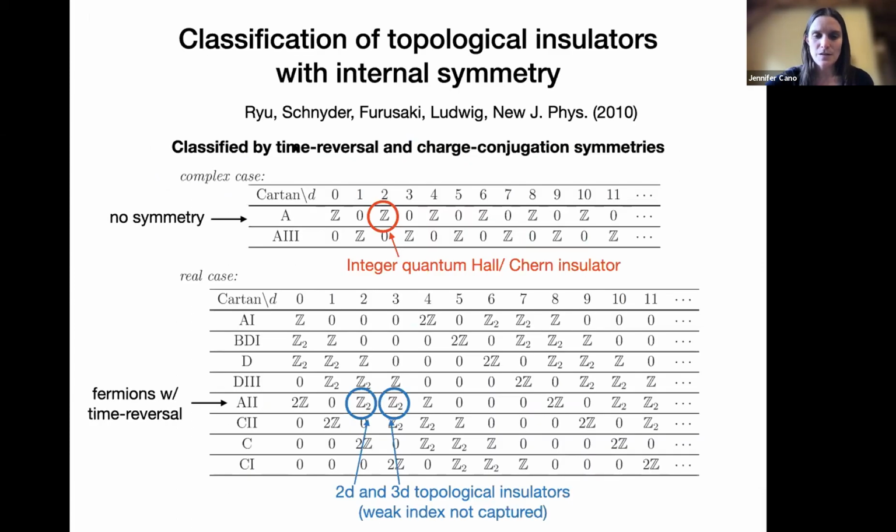So this is the last slide that I showed yesterday, which is this table classifying TIs with internal symmetries like time reversal and particle-hole symmetry. And these are the different phases that we discussed yesterday: integer quantum Hall effect, which is topologically the same as a Chern insulator, and 2D and 3D topological insulators with time reversal symmetry.